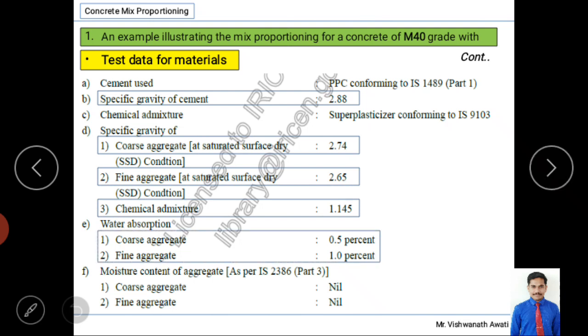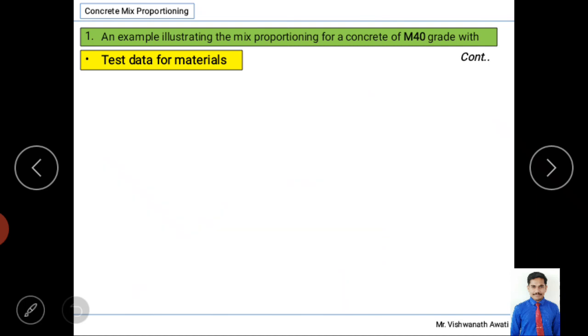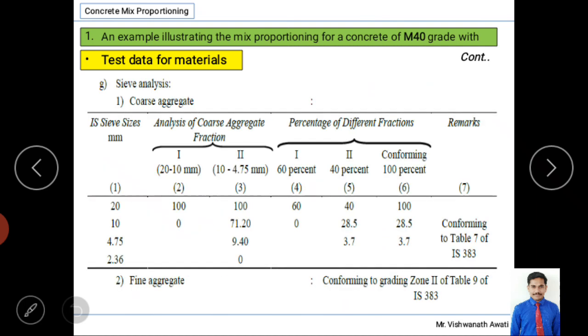Next is water absorption, and these two data are also very important. Water absorption for coarse aggregate and fine aggregate is given: for coarse aggregate it is 0.5%, fine aggregate is 1%. And moisture content of aggregate as per IS 2386 part 3 is nil for coarse aggregate and nil for fine aggregate. Then the remaining data of sieve analysis. Sieve analysis for coarse aggregate conforms to table 7 of IS 383, and very important, fine aggregate conforms to grading zone 2.